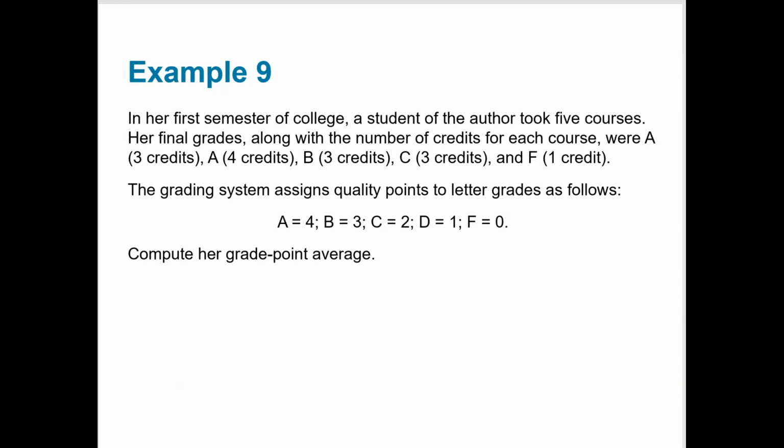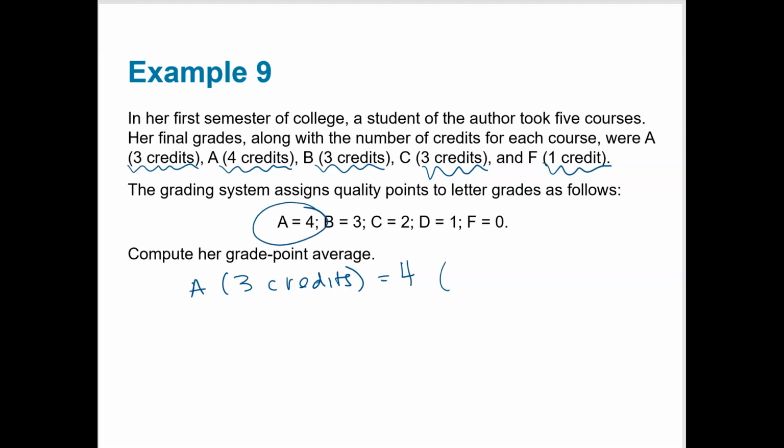In her first semester of college, a student of the author took 5 courses. Her final grades, along with the number of credits for each course, were as follows. And the grading system assigns quality points to letter grades. So compute her grade point average. So the weights here are right here: 3, 4, 3, 3, and 1. Those are her grades. And then we're going to replace the letter grades with their point values. Take a peek here. So we've got the A was 3 credits, right? So we know that an A is really worth 4.